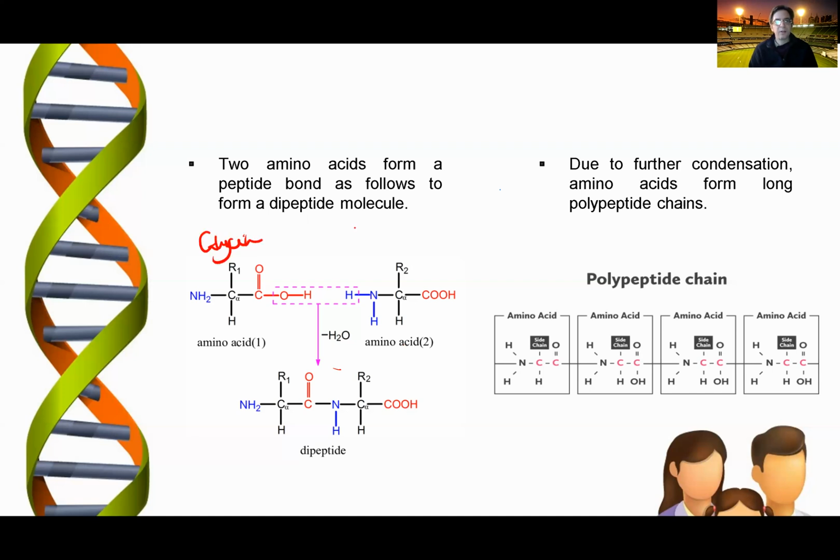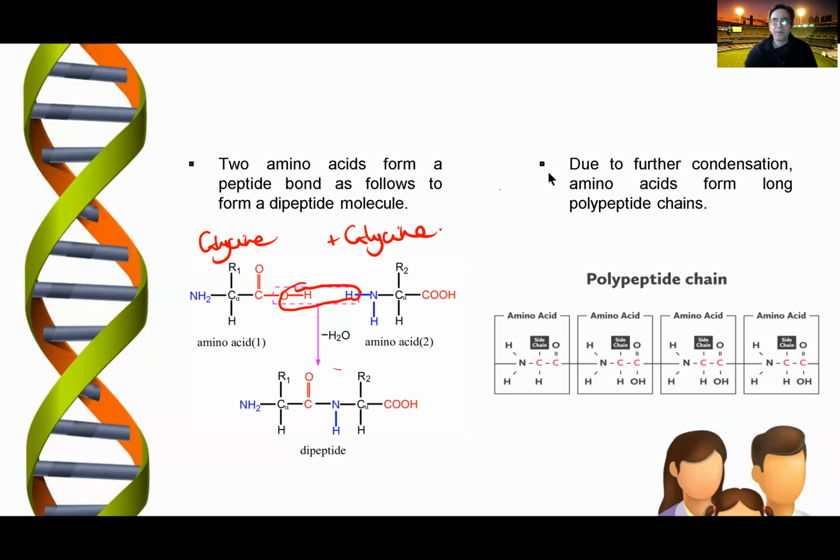So you've got two glycine molecules. And you can see here where the water is taken out to form the dipeptide of glycine. Dipeptide just means two amino acids joined together. Further reactions will cause more amino acids to join in what's called a polypeptide chain. So a polypeptide is basically just a long chain of amino acids.